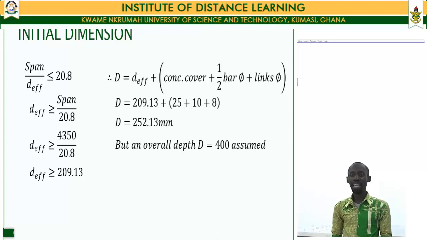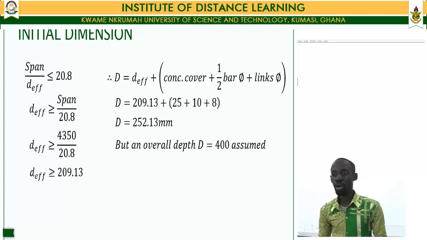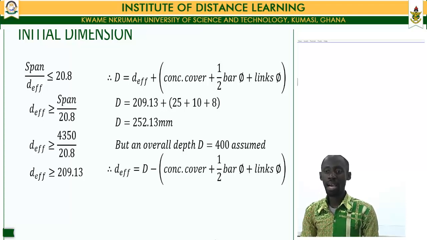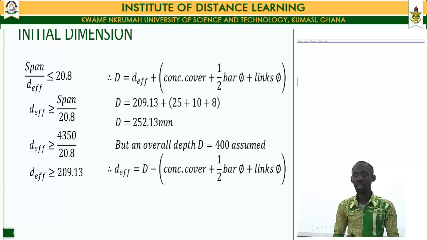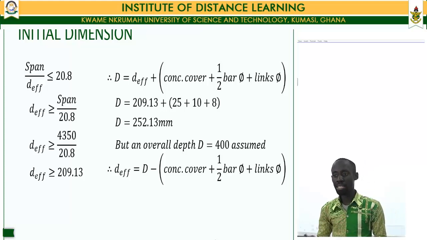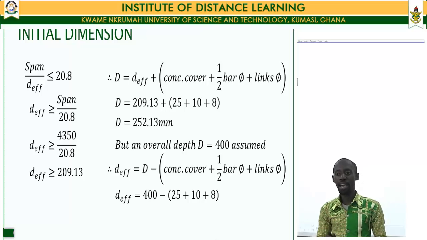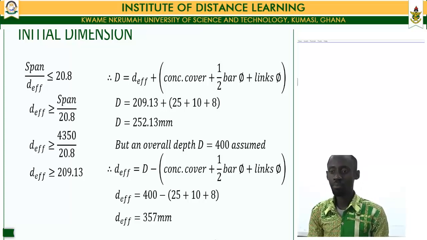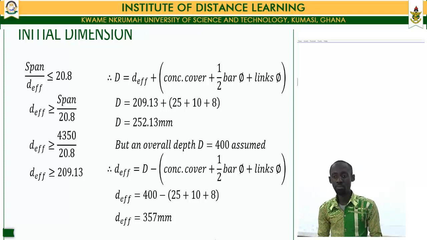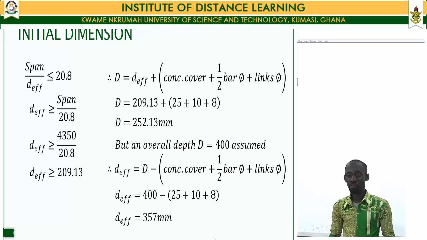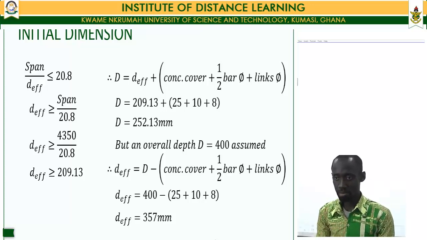So we'll have to go back and determine the new effective depth that corresponds to an overall depth of 400 millimeters. So then our new effective depth becomes the overall depth minus our concrete cover plus half the bar diameter plus our link diameter, in which case we have 400 minus 25 plus 10 plus 8, giving us a D effective value of 357 millimeters. So then our effective depth for our beam moving forward is 357 millimeters.